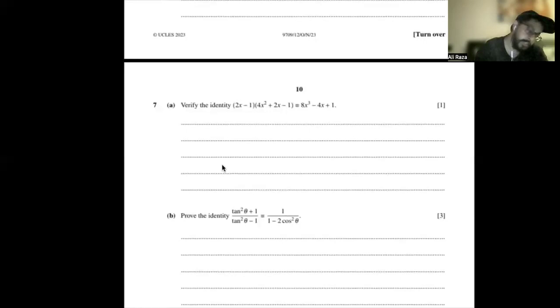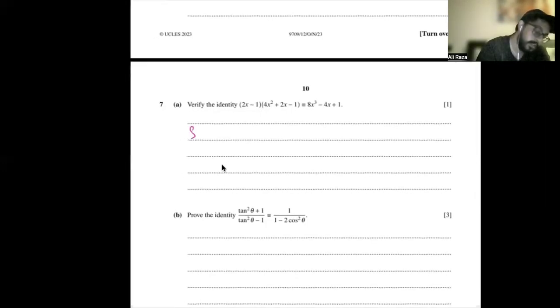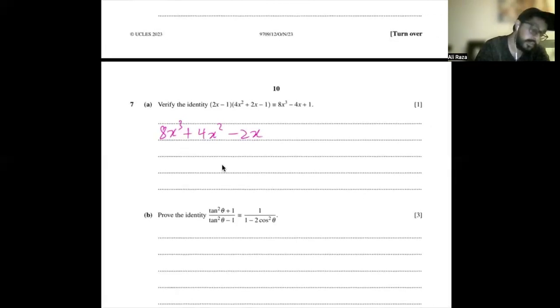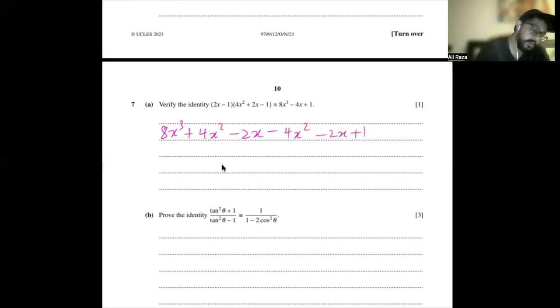In question 7a, we need to prove the given identity. So we'll multiply 2x with the 3 terms in the second bracket. This gives us 8x cubed plus 4x squared minus 2x. Now we'll multiply minus 1 with the next three terms: minus 4x squared minus 2x plus 1. So 8x cubed, the plus and minus 4x squared get cancelled out. We have minus 4x and a plus 1.